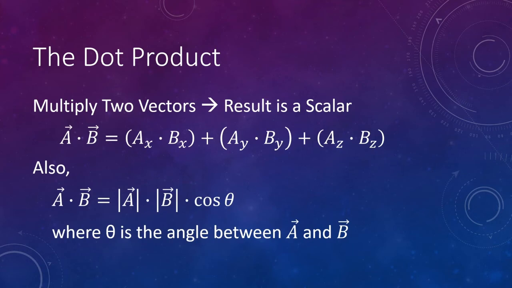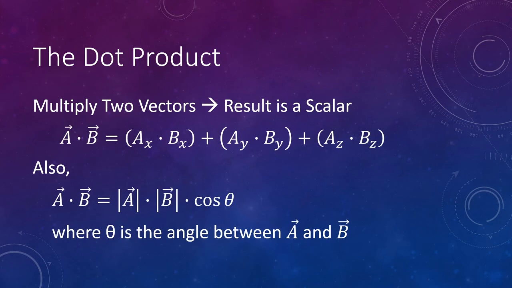And again, this is done in terms of components. And so you'll see a dot b is ax multiplied by bx plus ay times by plus az times bz. And again, this result is a scalar, which is just a single value. So you're collapsing these two vectors down into a single value. Again, it's just ax times bx plus ay times by plus az times bz.